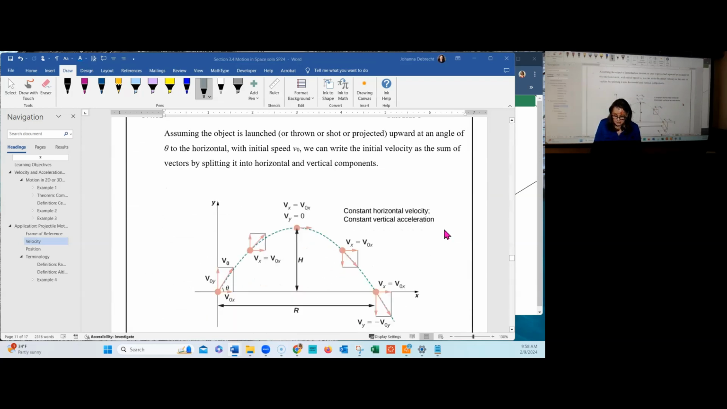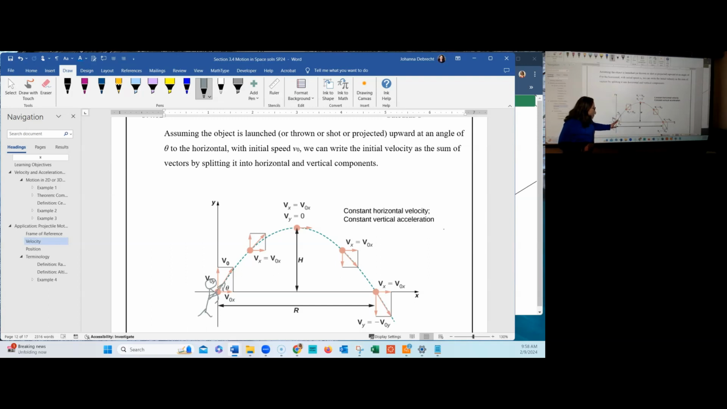Assuming the object is launched, thrown, shot, projected, whatever, upward at an angle to the horizontal. So we're going to assume it's shot upward at some angle of theta. In our mind, what we're envisioning, and I'm a terrible drawer, is the person here with their bow, and the arrow is being shot out this direction. So we're setting the origin right here at the point of release.